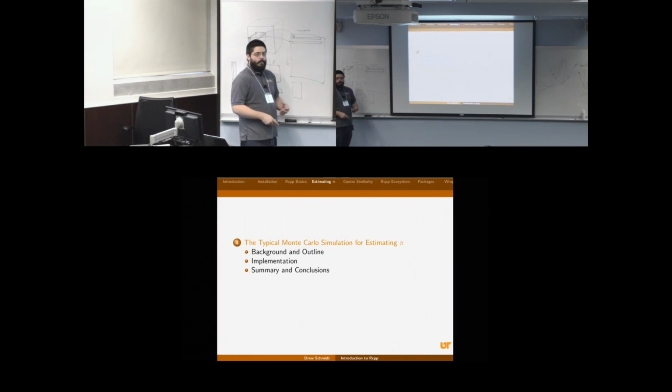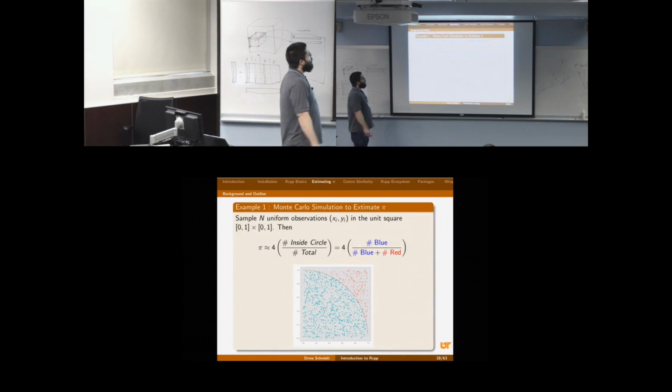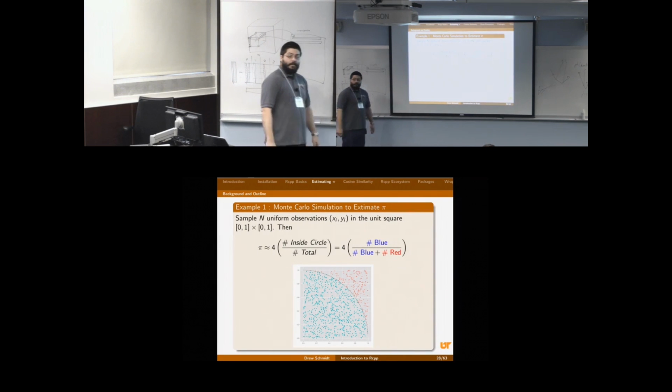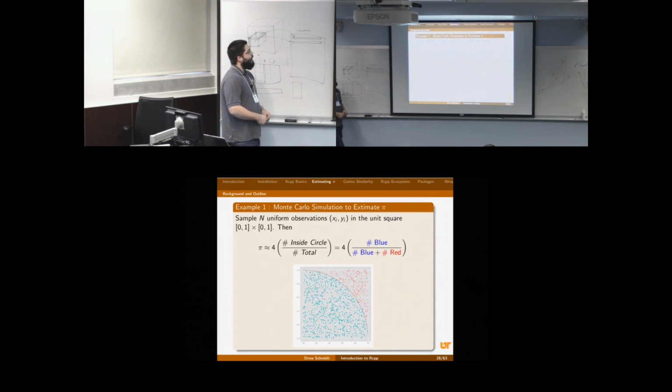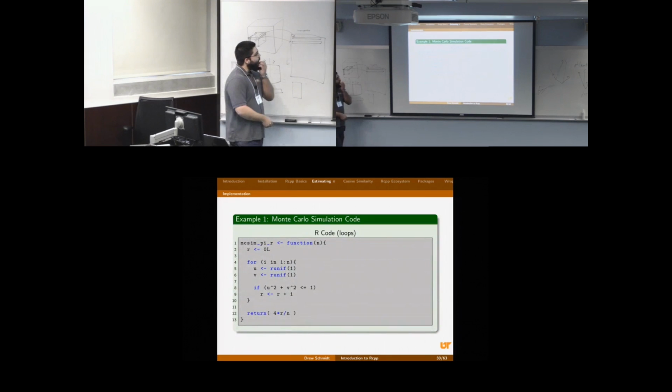Okay, so a quasi-real example. Everybody has probably seen this multiple times in multiple places. We're going to do a simulation where we estimate pi. How will we do it? We'll do it in R using loops. We'll vectorize it. We'll use C++ or Rcpp. We're going to benchmark it. And then think about some other things, maybe, other than just runtime.